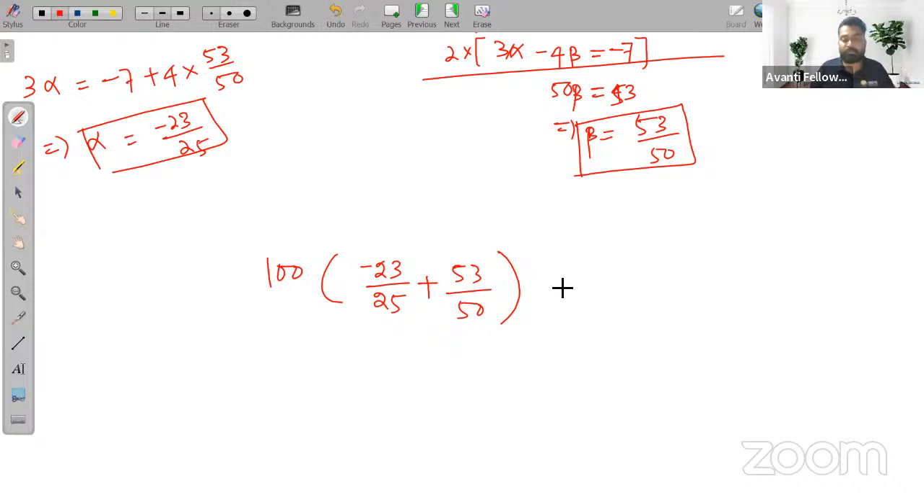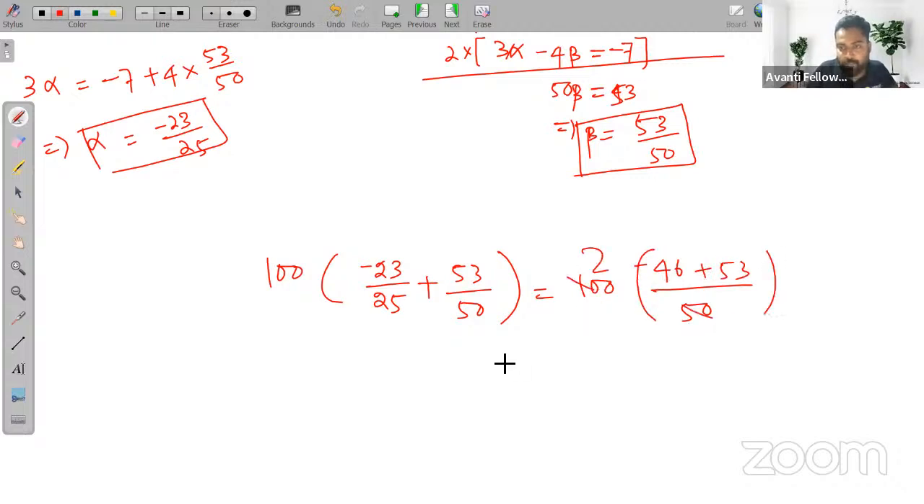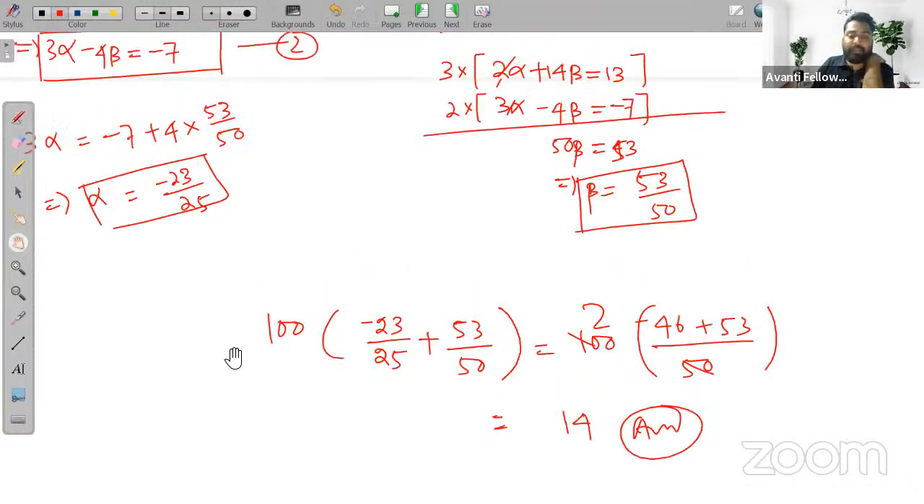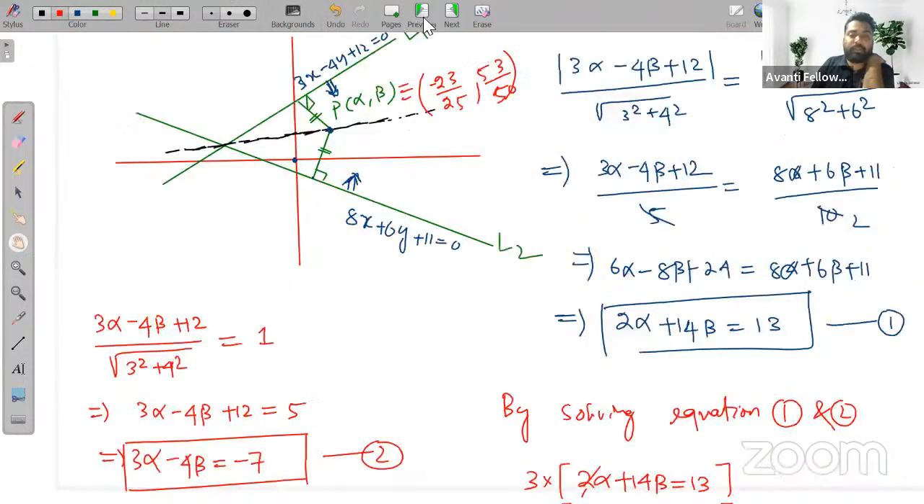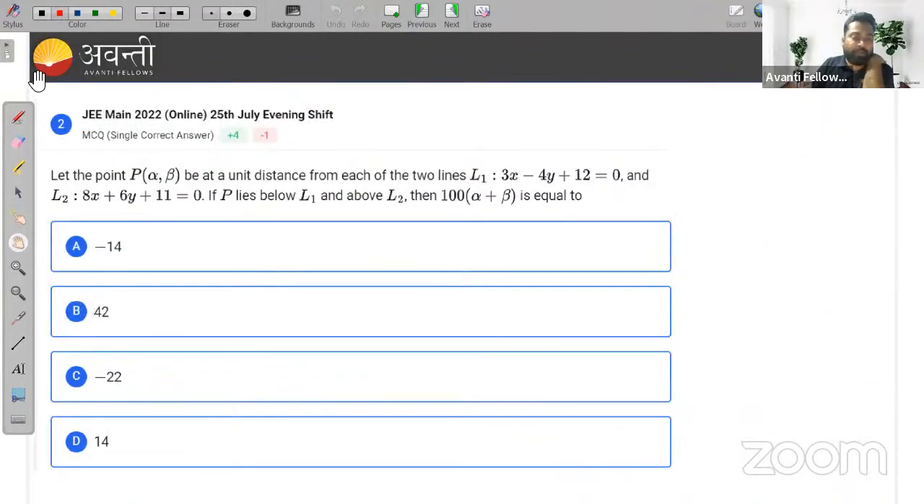If you solve it, this will be 50 and this will be 46. Minus 46 plus 53, that is 7. 7 into 2, 14 is the answer. Your correct answer is 14. Option D is the correct one.